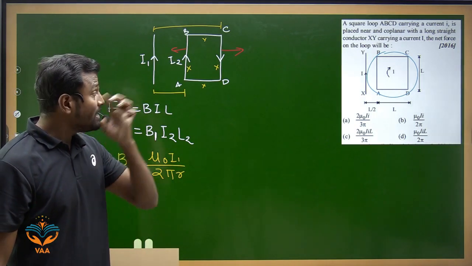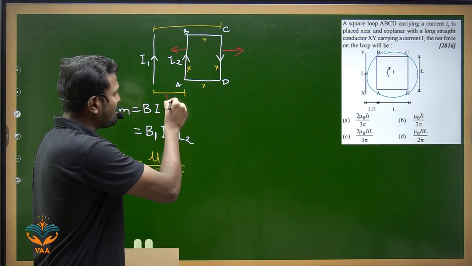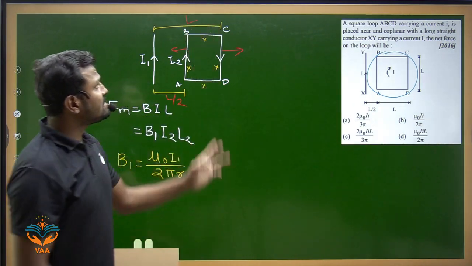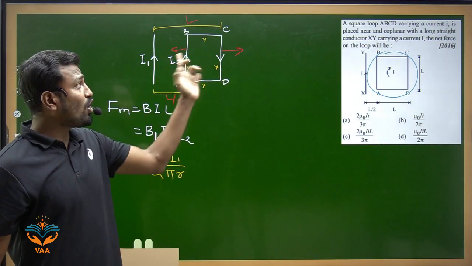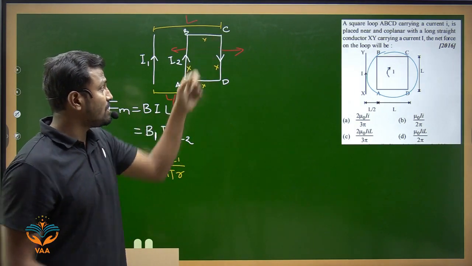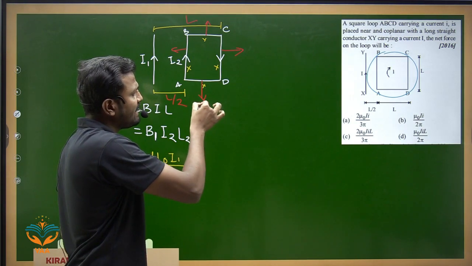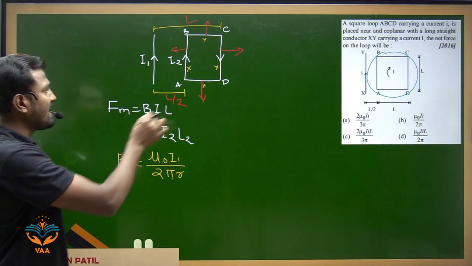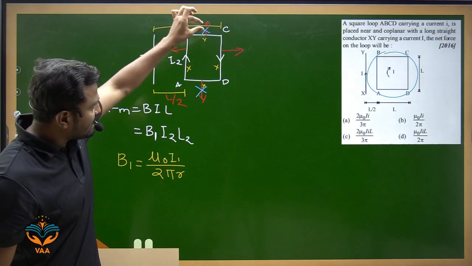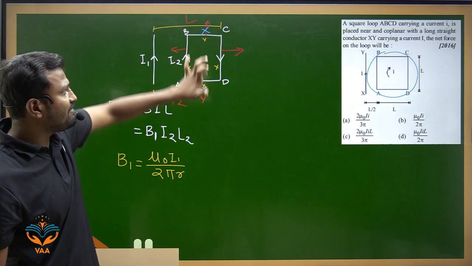Now but the thing is that as the distances, this distance they have given L by 2 and this distance they have given as L, hence as these distances are different, they will not cancel each other out. But if you look at these two conductors, the force on this conductor will be this side, force on this conductor will be this side, both will cancel each other out. Fine, because distance, everything is same for these two conductors, so the force acting on them will be cancelled out.